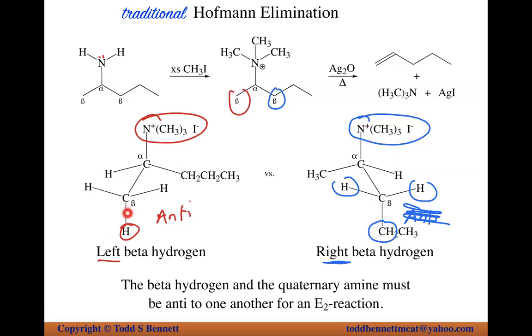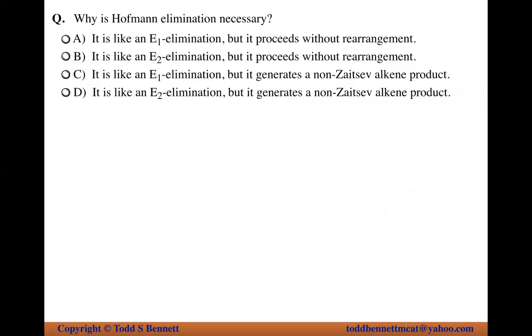So it's just going to take the easiest route it can, and that is to take the H on the left side that can be easily anti. This one cannot be easily anti. So we only get this, or not only, but we get predominantly the Hofmann. So we take advantage of either a bulky base or a bulky leaving group.